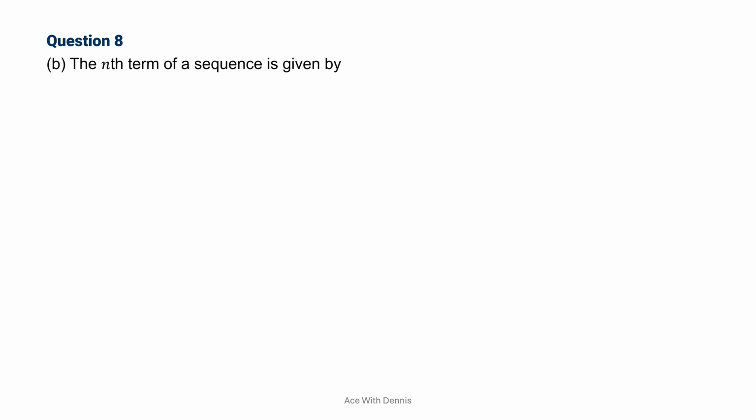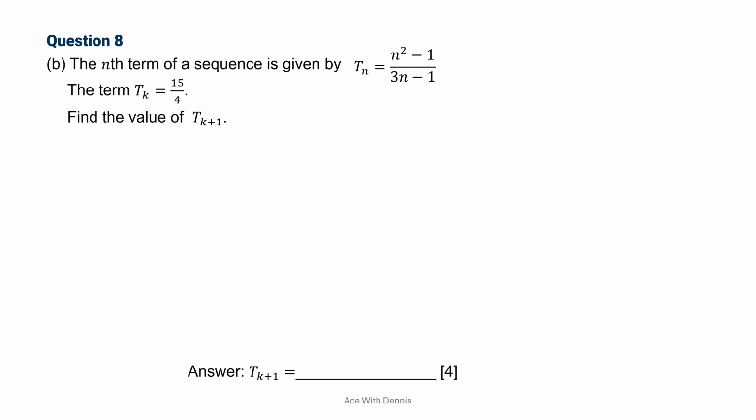B. The nth term of a sequence is given by Tn equals n squared minus 1 over 3n minus 1. The term Tk equals 15 over 4. Find the value of Tk plus 1. 4 marks. Alright, to answer this question, the first thing we need to do is we need to know the value of k. So given that Tk equals 15 over 4, we can substitute n equals k into the equation. Therefore, it becomes k squared minus 1 over 3k minus 1 equals 15 over 4.